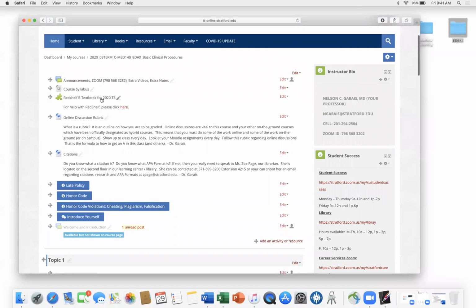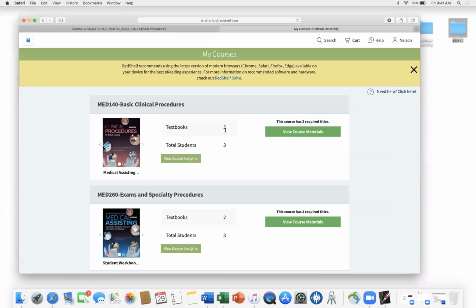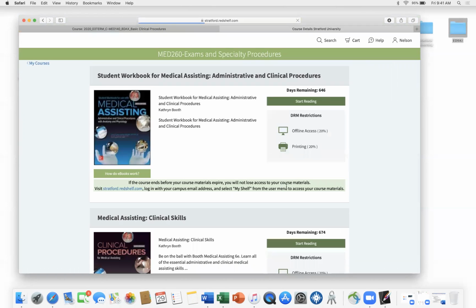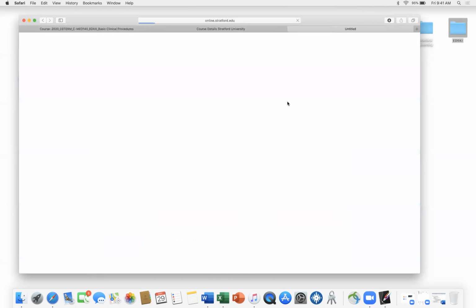Your textbook's up here, the RedShelf ebook textbook. I click on that. Is it this blue textbook, or is it this one? This is the clinical procedures one. For this particular class, there are two textbooks. One just has all the rubrics, which I also put separately. And the other one, I think the blue one here, has all the chapters. Let me check if I'm correct. The blue one's the one with all the chapters. Let's start reading.